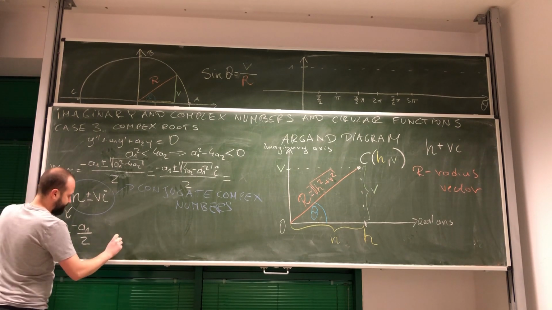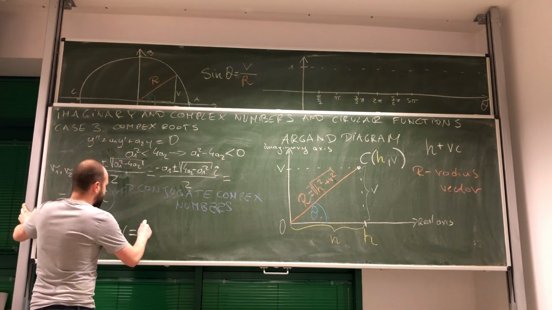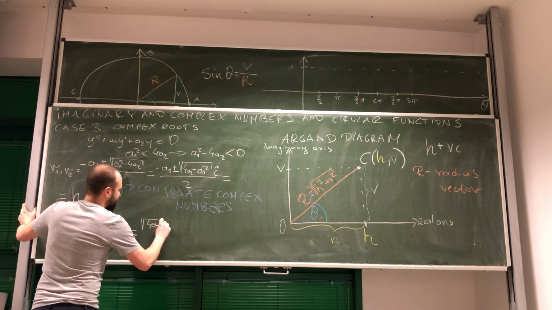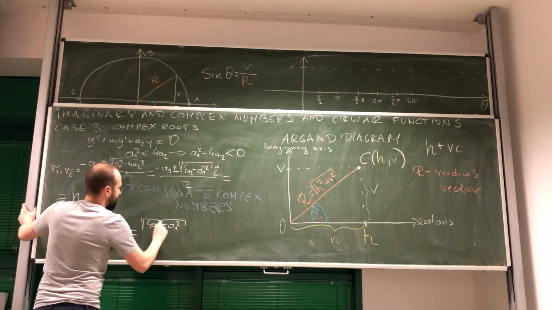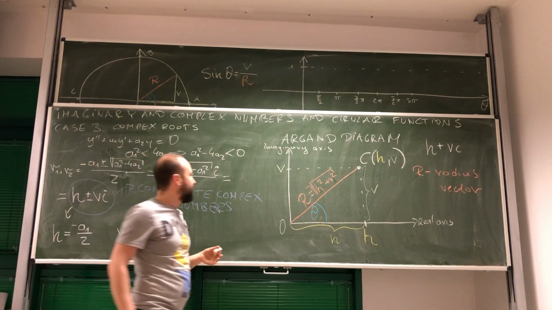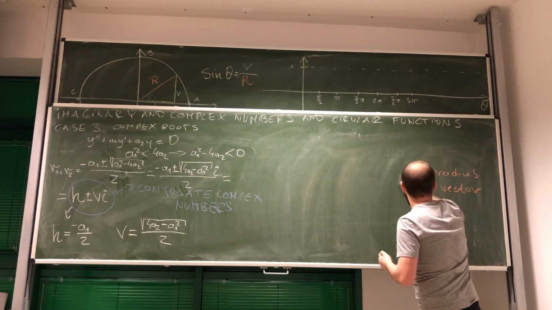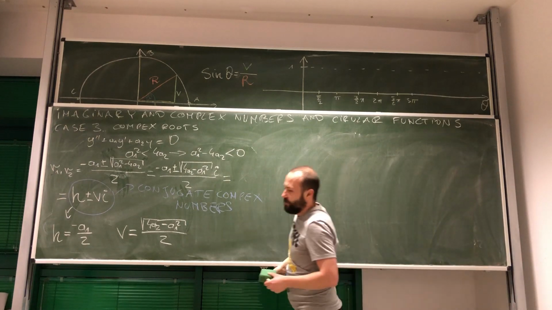Well, v is given by the square root of 4a2 minus a1 squared, over 2. Okay, so now we know that if we have the complex root case, we can deal with it if we use the imaginary number. But okay, before we move on, let's just do one example to clear everything.